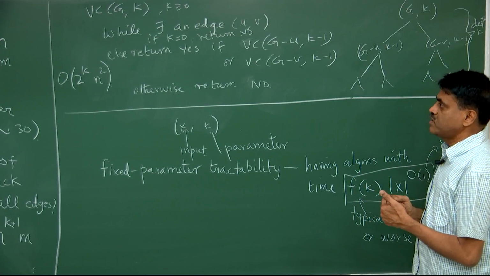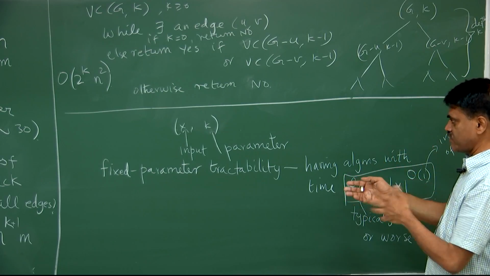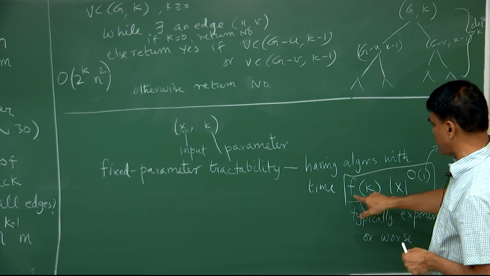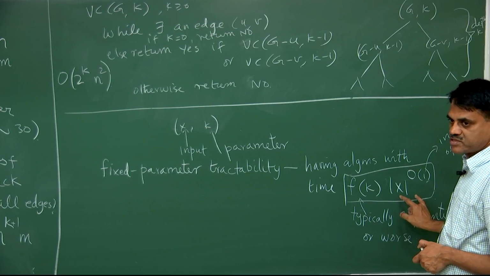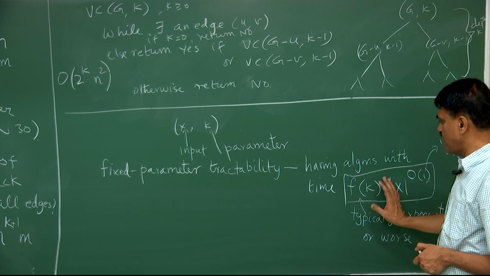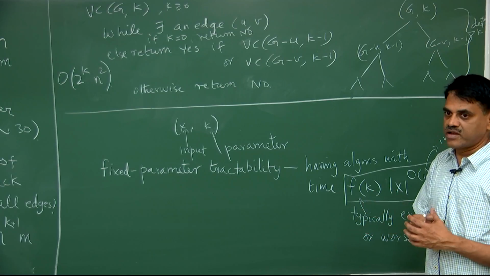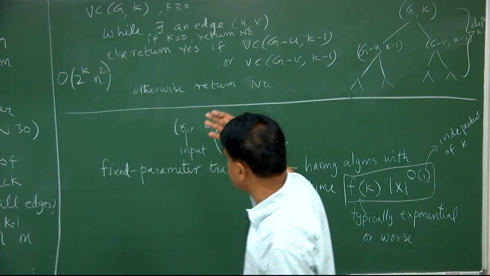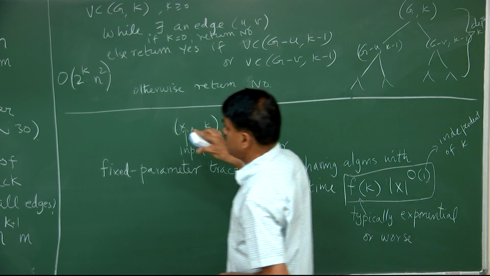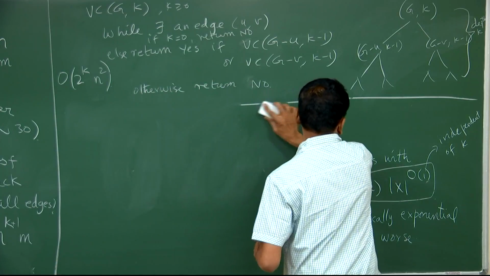Such algorithms are good, and such problems are called fixed parameter tractable, in that I can separate the dependence on the parameter and the dependence on the input size. On the input, it's just polynomial, and I can have this refined running time. Now it's not just that, you can do even much better. I'll quickly give you an improvement of this algorithm.